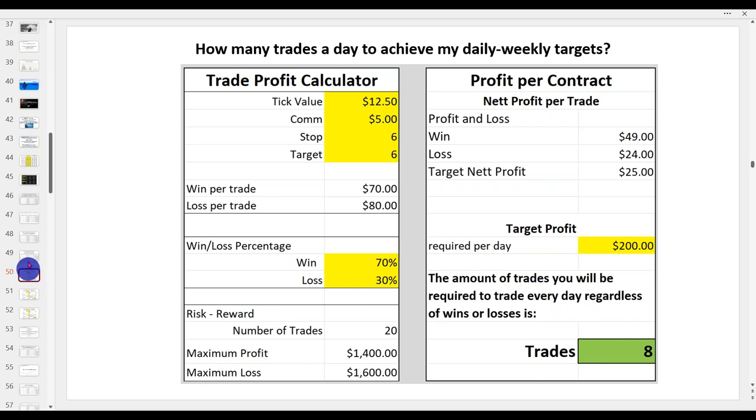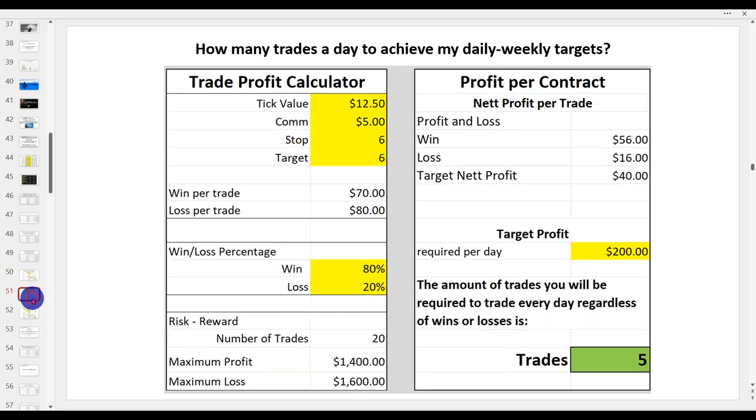Okay, moving on. This is very, very important. How many trades a day do you realistically need to undertake to hit your target? So on my calculator here, we can see that if you're trading the ES, which is $12.50, and you've got a $4,000 account, means my six tick stop, and I'm on a 70% win loss ratio, and I'm after 200 a day, I need 8 trades a day.